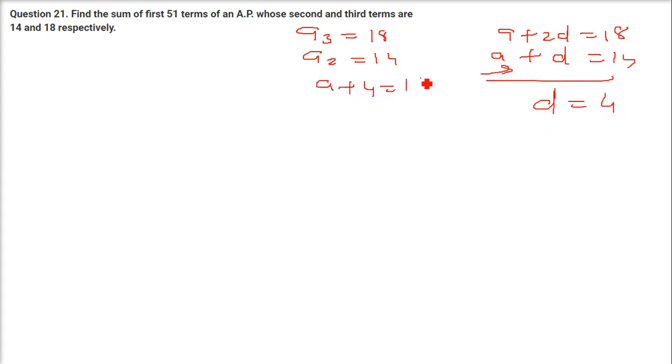a plus 4 equals 14. So a will be equal to 14 minus 4. a is going to be 10. So a is known, 10 is known.